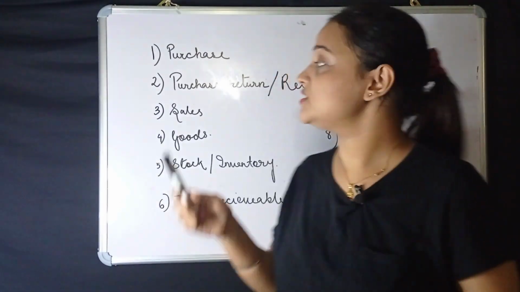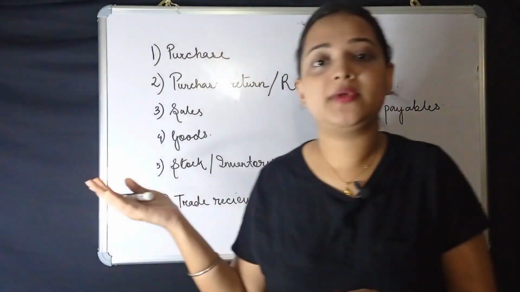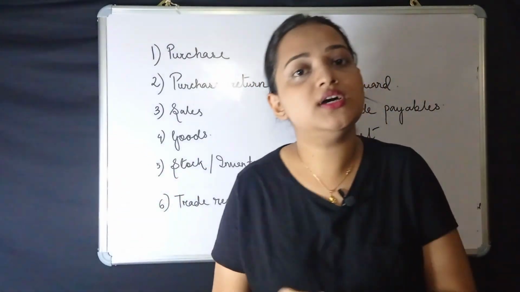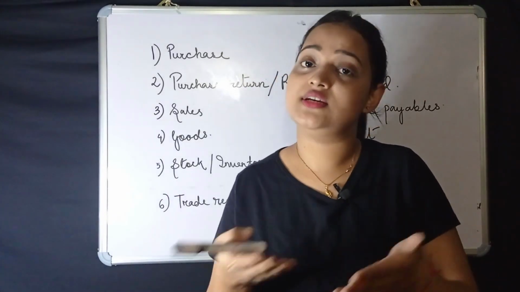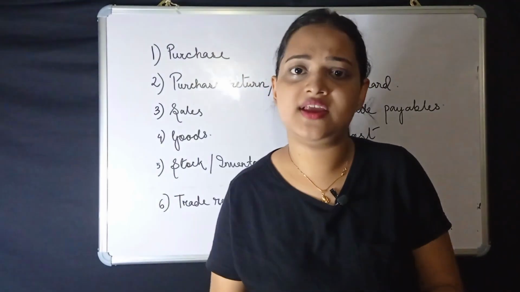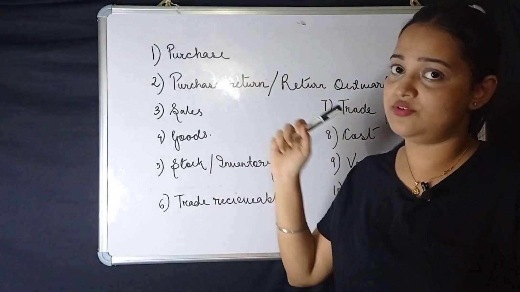All right. Next term is purchase return, or we can also call it return outward. तो इसका मतलब क्या होता है? Returning back the goods to the seller. Sometimes we come back home and we realize that the product that we bought is defective or we don't need it again, right? And then we immediately return it back to the seller. This is known as purchase return.